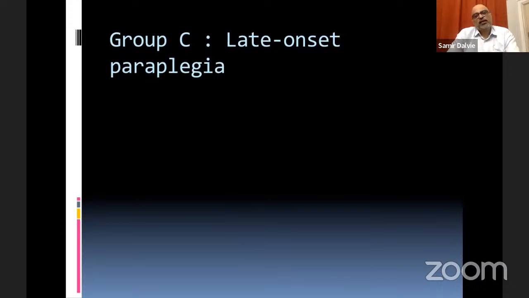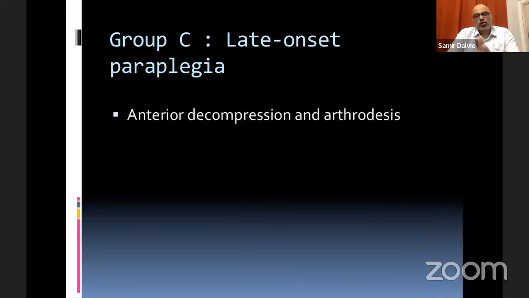Lastly, coming to another group of patients who have late onset paraplegia. So these patients have got a kyphosis and a deficit, but they have paraplegia. For these patients, we try to not correct the deformity. We just do an anterior decompression.